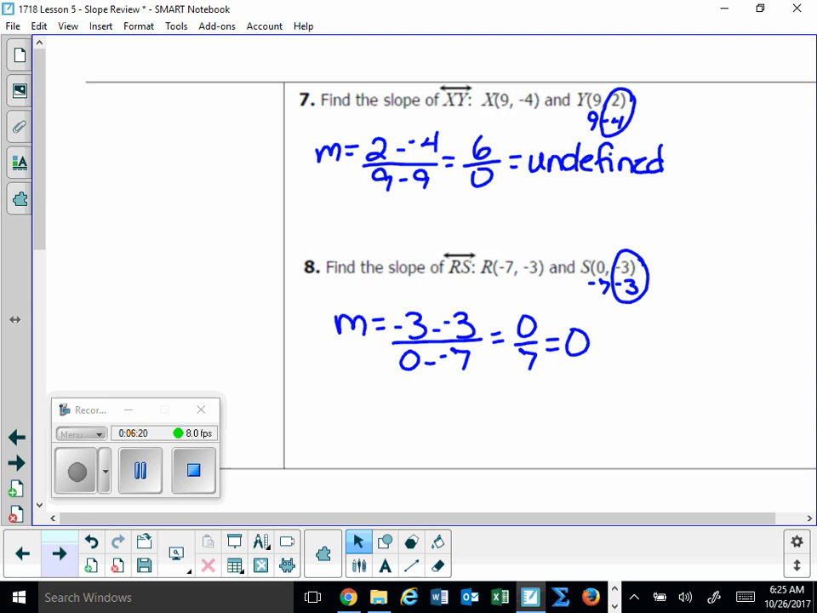Sometimes students tell me they can't remember which of these possibilities comes out as 0 and which one comes out as undefined. Stick it in your calculator, ladies and gentlemen. If you stick in 6 divided by 0, you're going to get an error message. That's your undefined slope. If you type in 0 divided by 7, the calculator is going to tell you 0. So it is an easy way just to double check yourself and make sure you haven't confused the special situations.